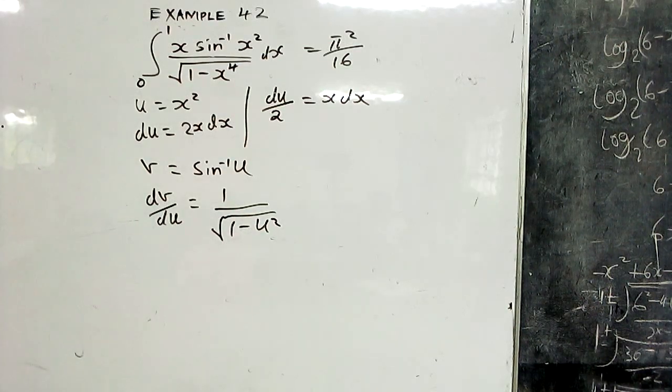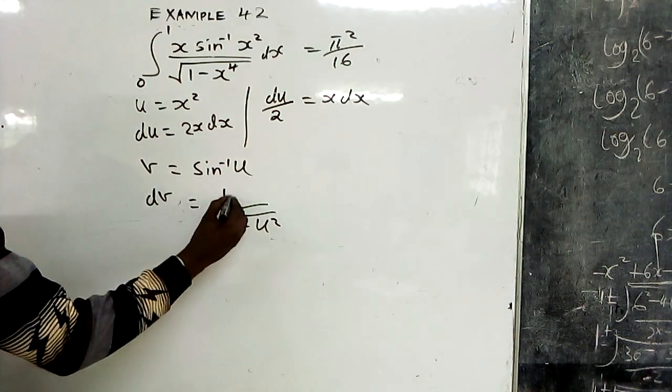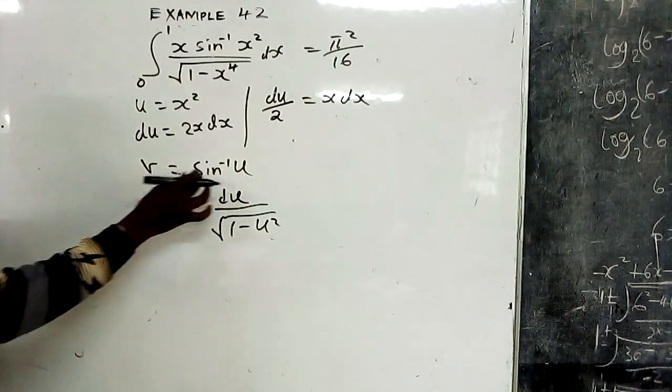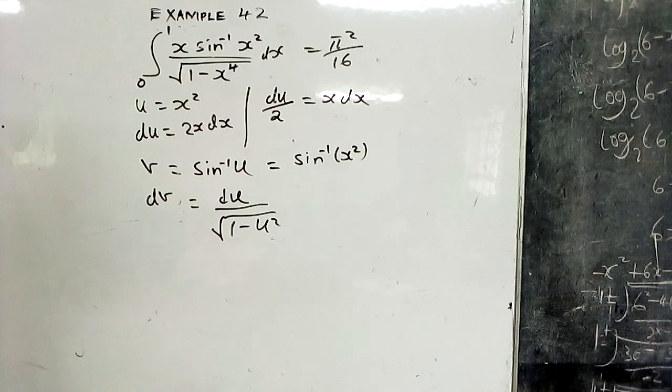Are you seeing that? Are we together? That is exactly what you get. So look at that. You take du the other side, you remain with dv is equals to du over square root of 1 minus u squared. Put it away. v is sine inverse of u, which is equals to sine inverse of x squared, because u is x squared. That's what you are now seeing, isn't it?